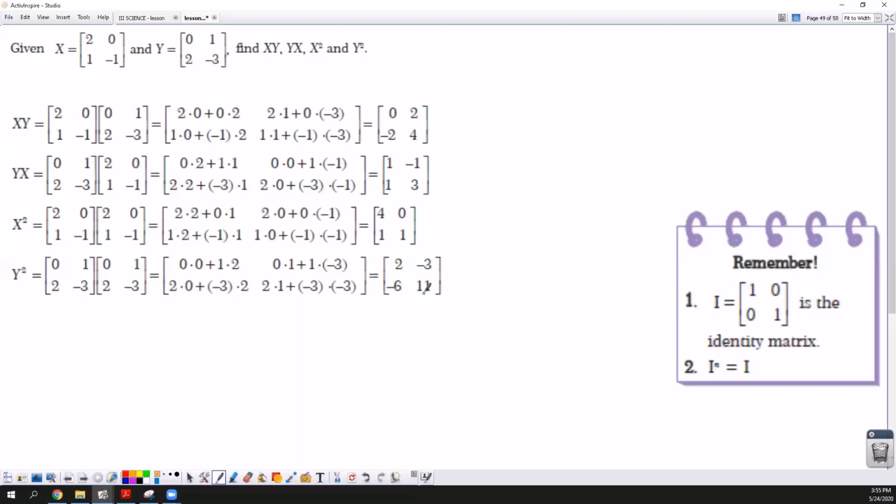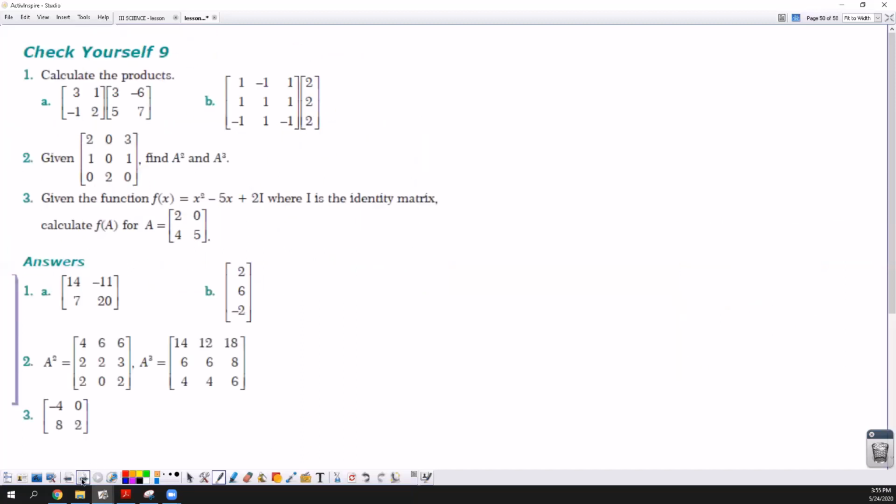So for the identity matrix, remember the diagonals are 1, and the other entries are going to be 0. This is our identity matrix. Remember this: if we take any power of the identity matrix, the answer still remains the identity matrix. So it's a very good option for us.